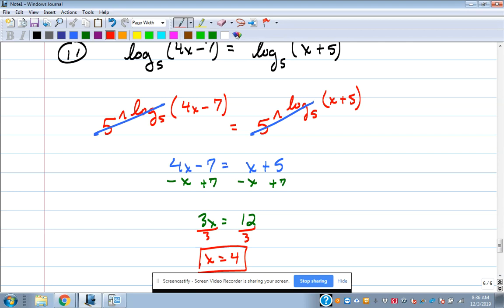So you want to check your answers and make sure that you're not taking the log of a negative number. If you are, that's an extraneous solution. You've got to throw it out. Okay, that's what happens there. All right.